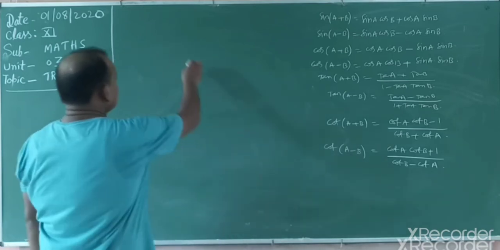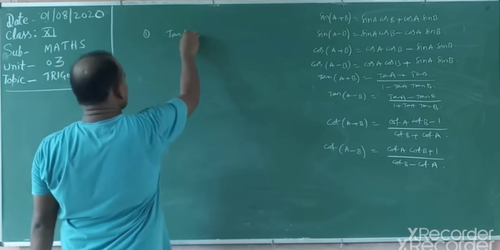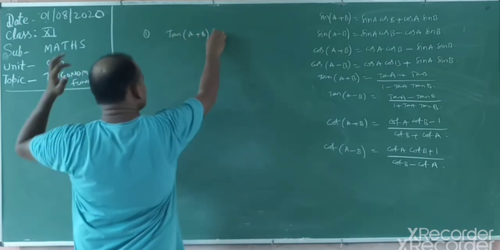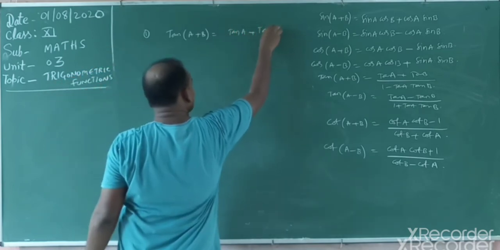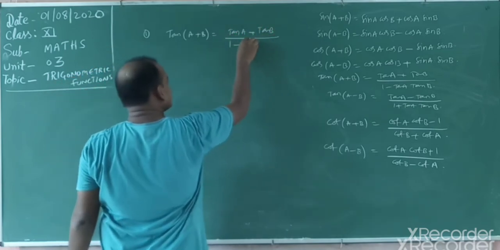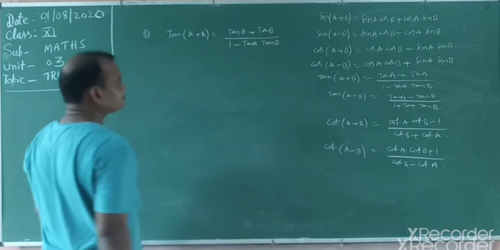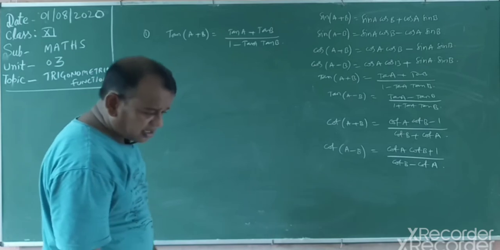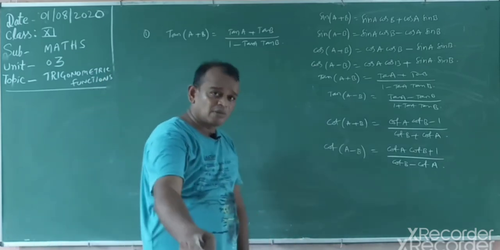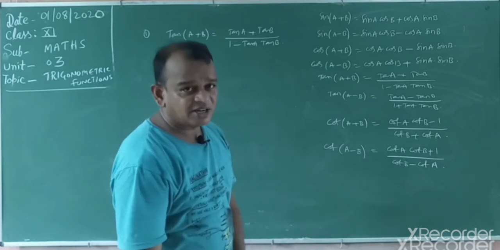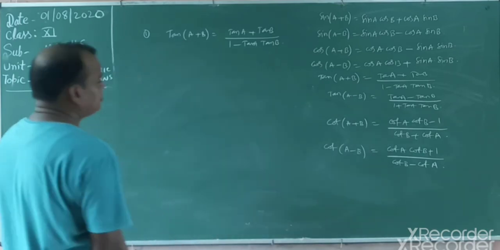Tan of A plus B formula you know very well. Listen carefully. Tan of A plus B formula you know that tan A plus tan B by 1 minus tan A tan B. This is the formula. Every student must and should read these formulas, otherwise we cannot do anything.